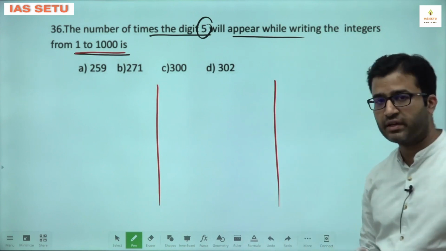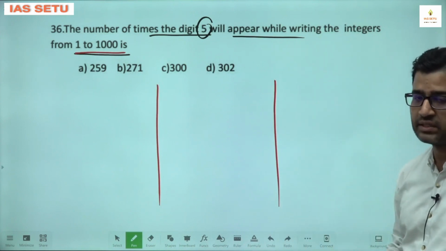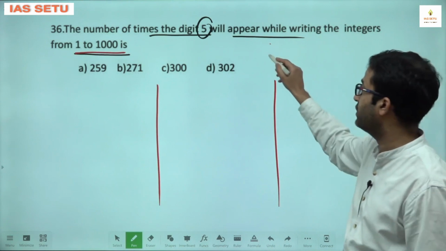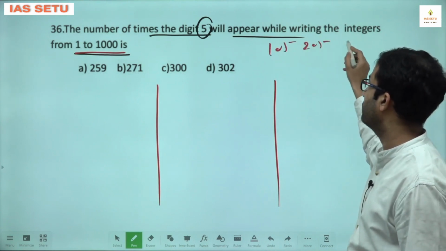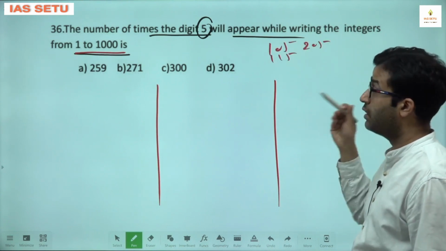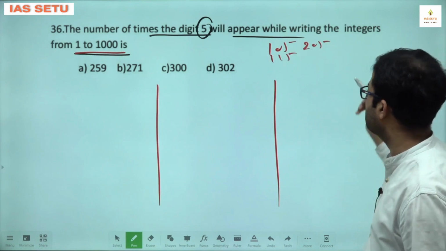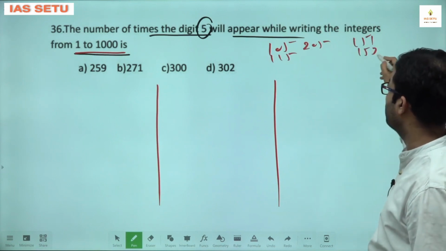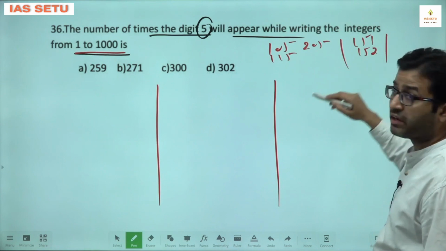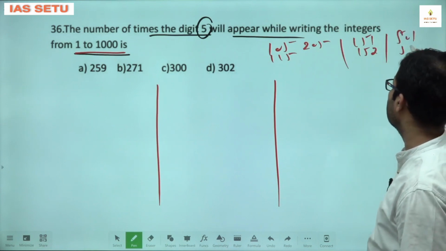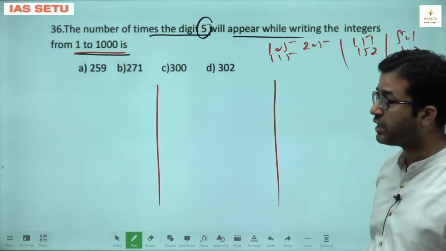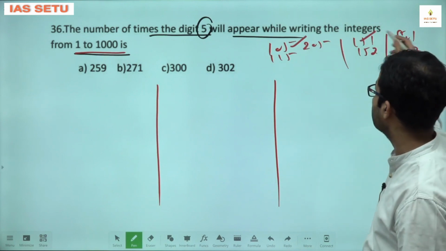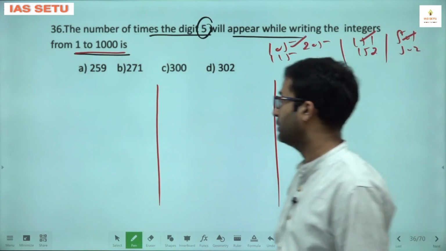See, 5 can appear at the 100 place, at the 10 place, or at the unit place. Like at the unit place: 105, 205, 115. This 5 can appear at the 10 place like 151, 152, 153. 5 can appear at the 100 place: 501, 502, 503. So I count these separately.